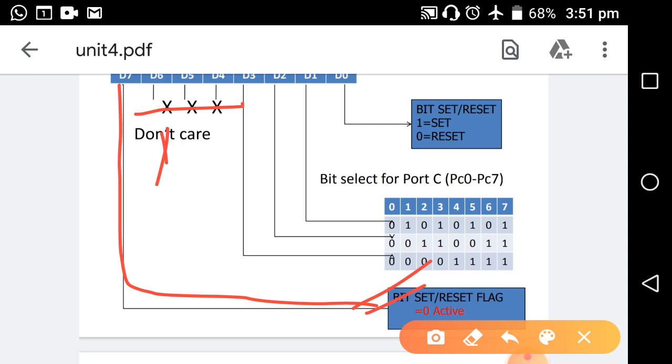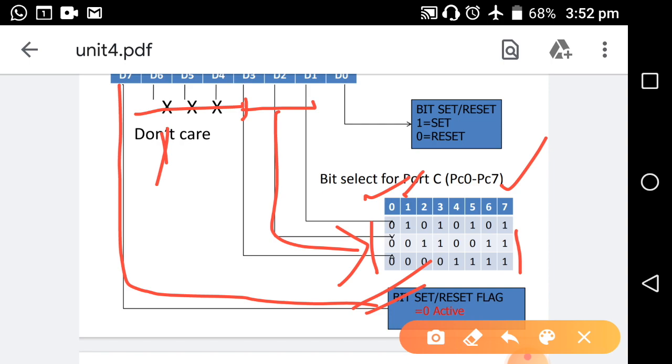And the D3, D2 and D1 bits are used to select only one bit of port C. If D3, D2 and D1 are 0 0 0, then bit 0 of port C, that means PC0, is selected. If they are 0 0 1, then PC1, the first bit of port C, is selected, and so on up to 111, which means PC7 is selected.